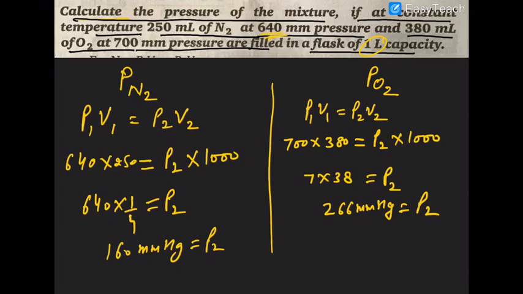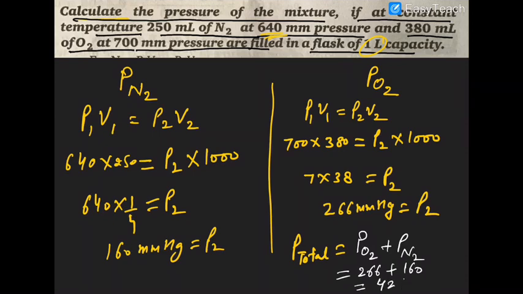So what will you do now? P total will be equal to the partial pressure of O2 plus the partial pressure of N2 in the given situation. So it is 266 plus 160. Now what is that value equal to? The value is 426 mmHg.